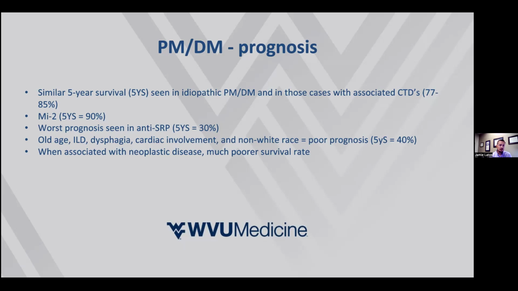Things that come along with poorer prognosis overall is obviously if this is an older individual when they're diagnosed, if they have an ILD, especially an advanced one, if they have cardiac involvement, dysphagia at presentation, or actually if they are of a non-Caucasian race, may have a poorer prognosis. And again, if there is an underlying malignancy, merely on the front of the underlying malignancy itself, but also the potential trigger for the immune system, oftentimes that implies a poorer prognosis for these patients as well.